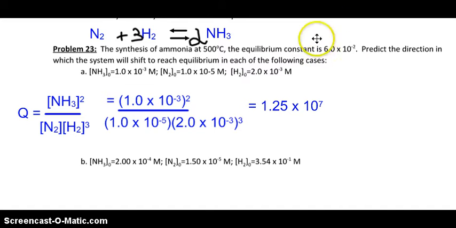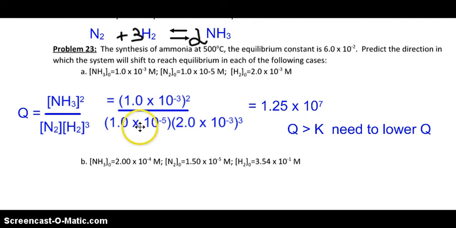Compare it to this number. Here's my K. That's 0.06. So which is bigger, Q or K? Hopefully that's a no-brainer. Q is much bigger than K. So what do we have to do? We have to lower Q. We've seen this before. How do we lower Q? We have to make the products smaller, the reactants bigger. So we have to reduce P, increase R. So your answer here is predict the direction in which the system will shift. We're going to shift to the left so that we make more reactants. So this is going to be a shift to the left. Why don't you go ahead and write that down.